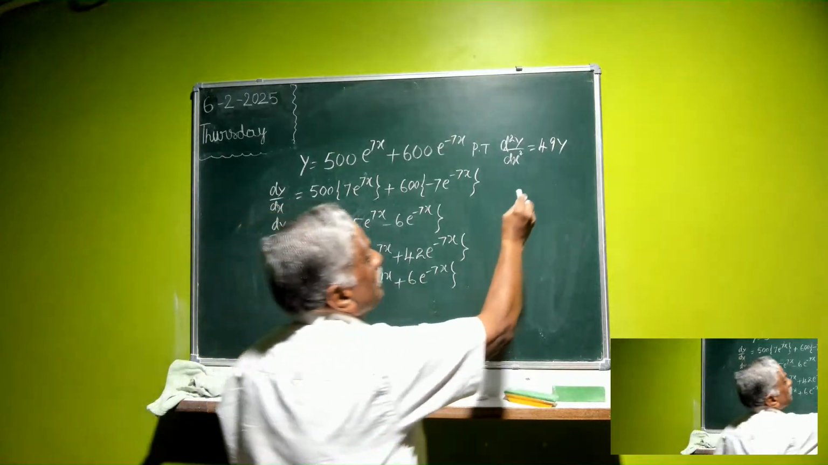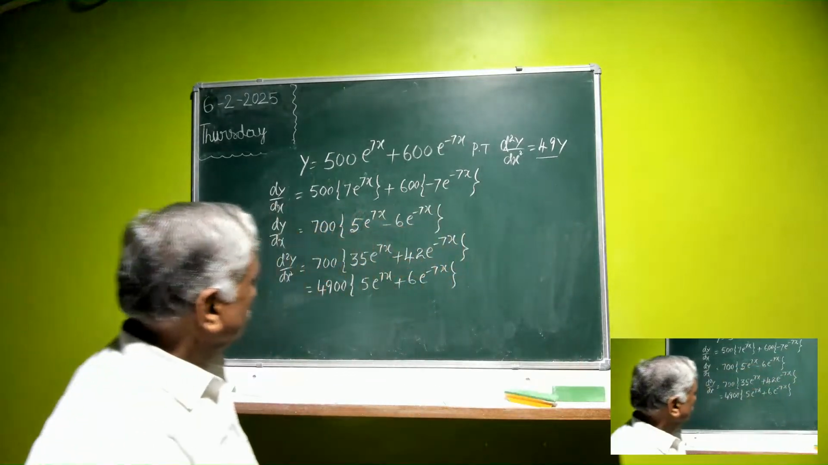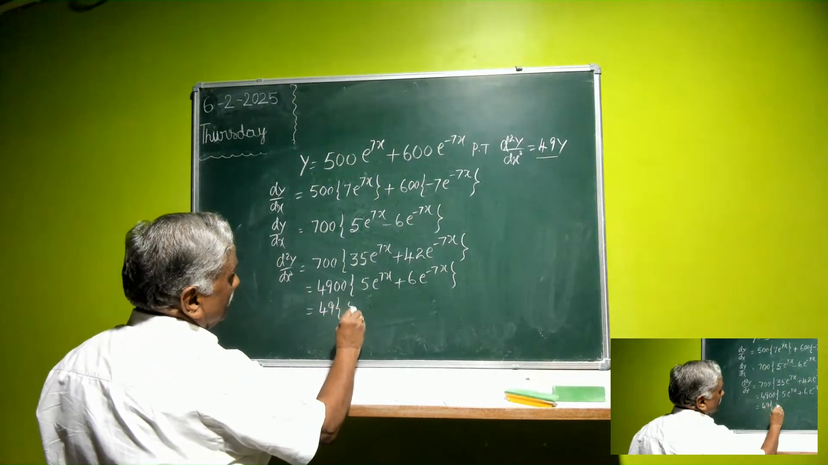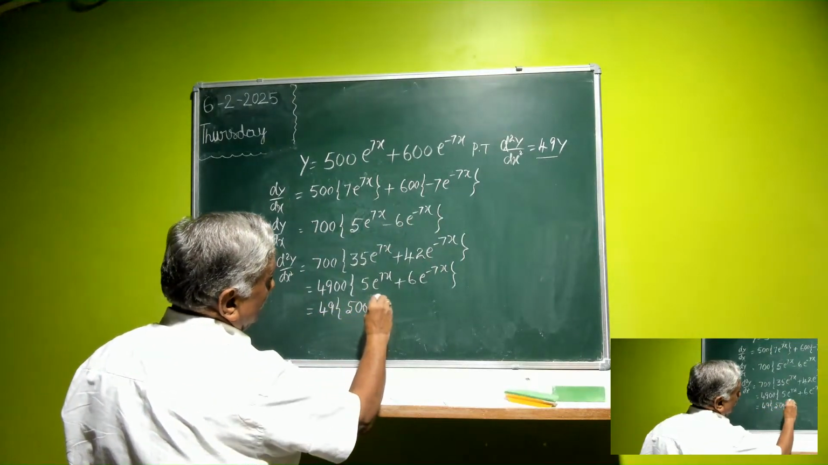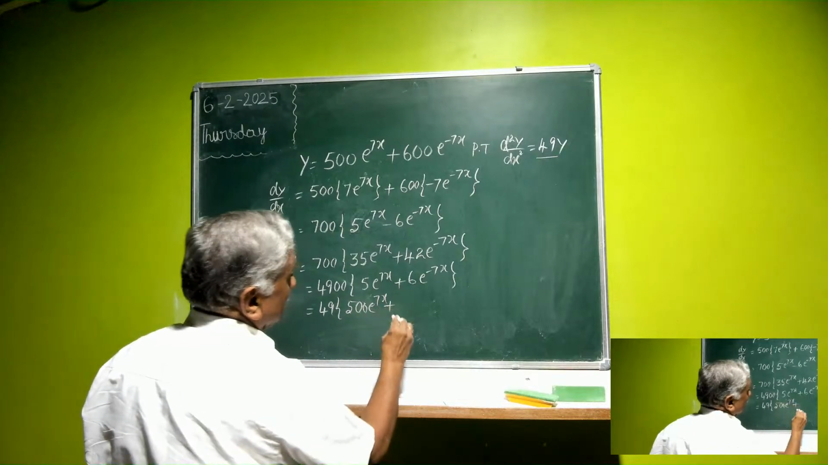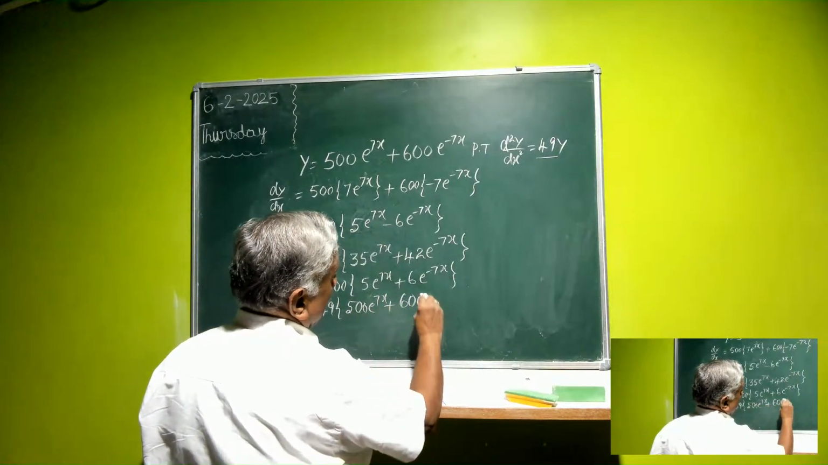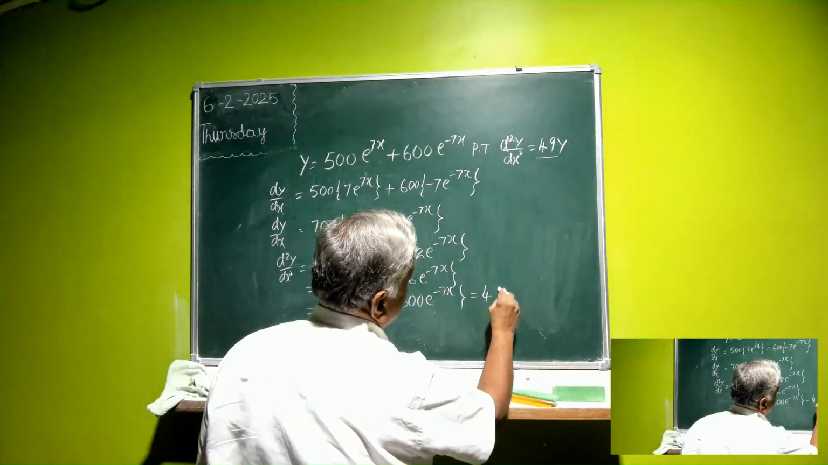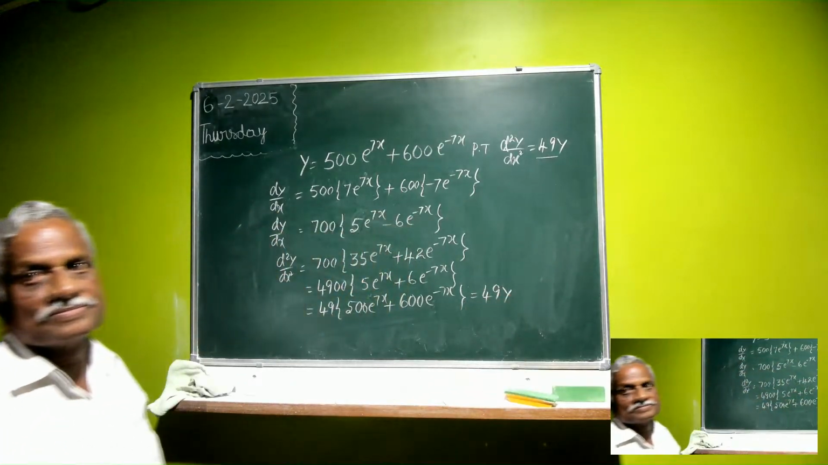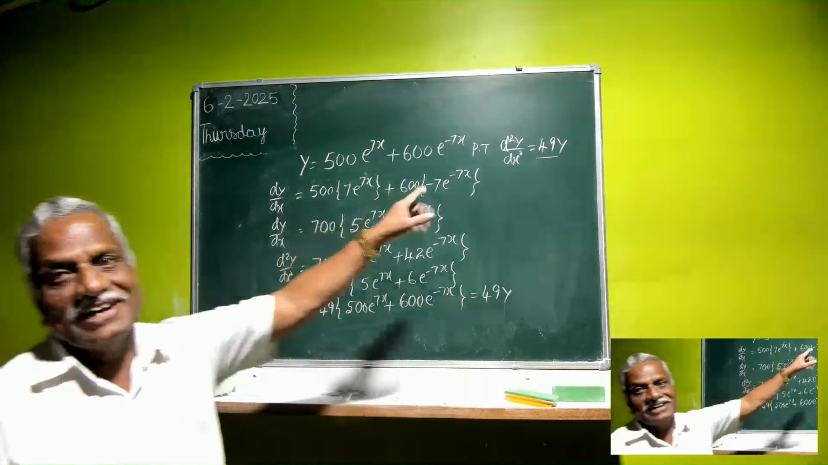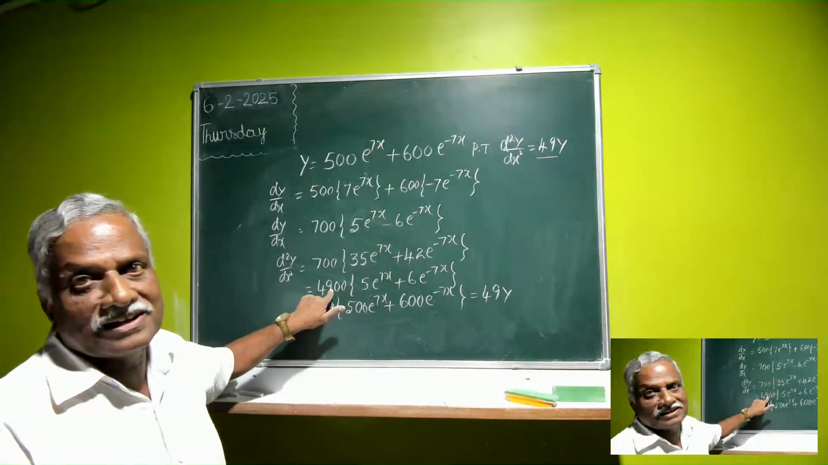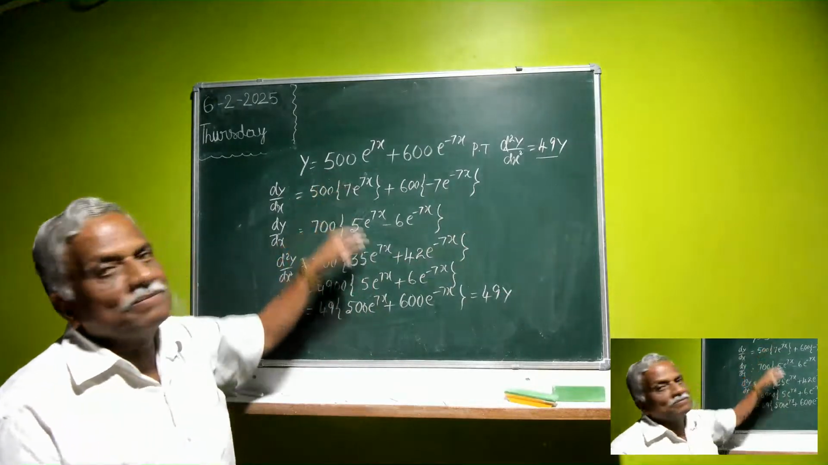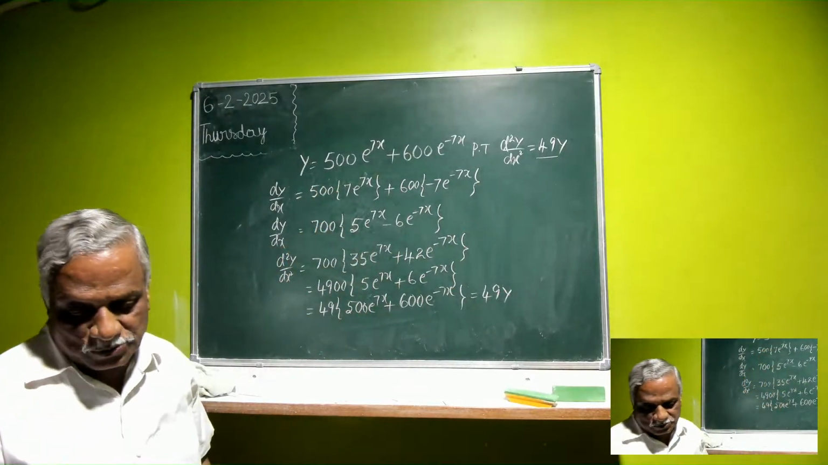But they want you to prove it is 49y. So what we can do is send 100 inside. This becomes 500 e power 7x plus 600 e power minus 7x. This is nothing but 49y. So always look at the answer. We have got 4900 here, but they want 49y. So you have to send 100 inside to get back the problem. Let's go to the next problem.